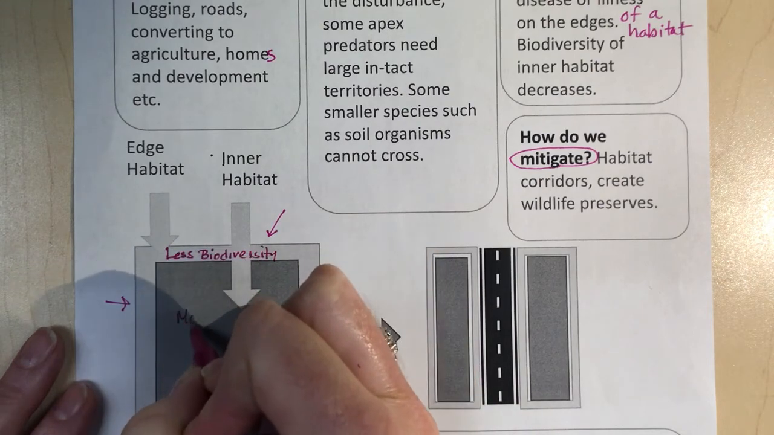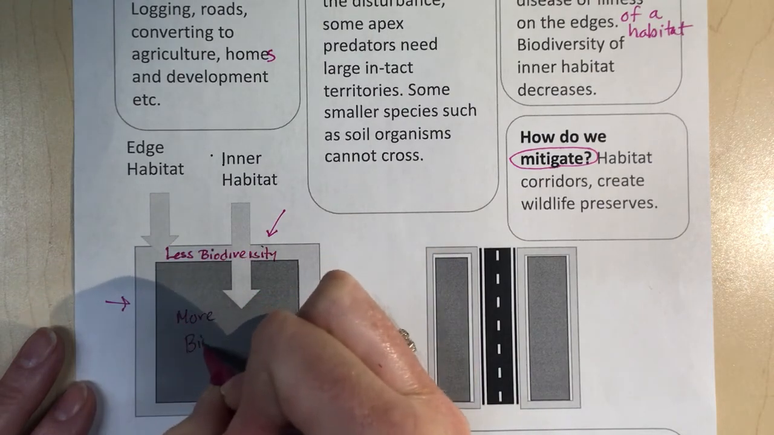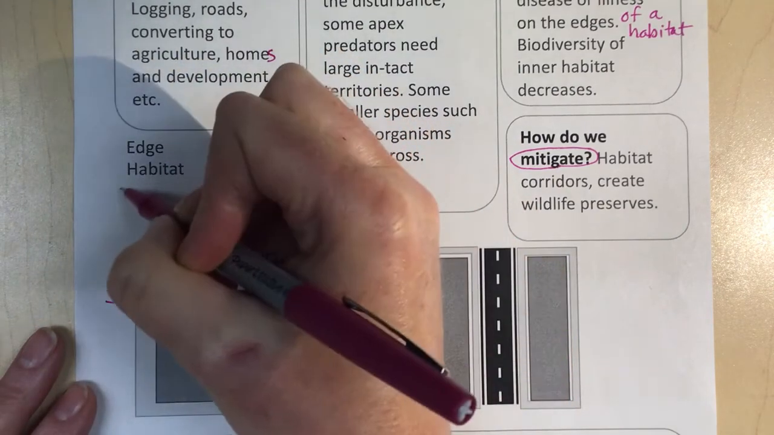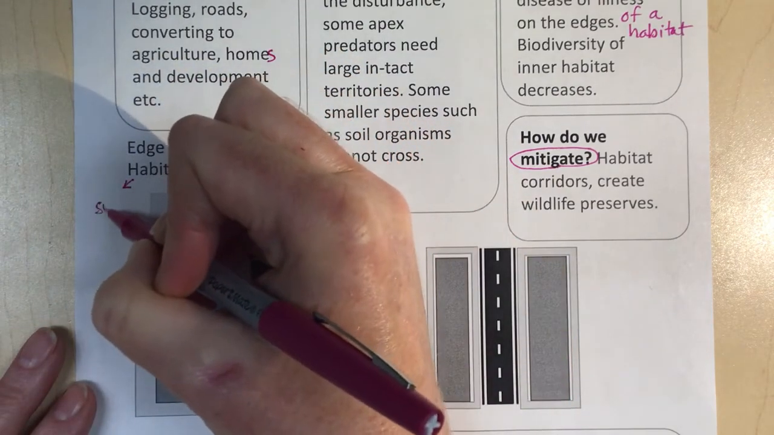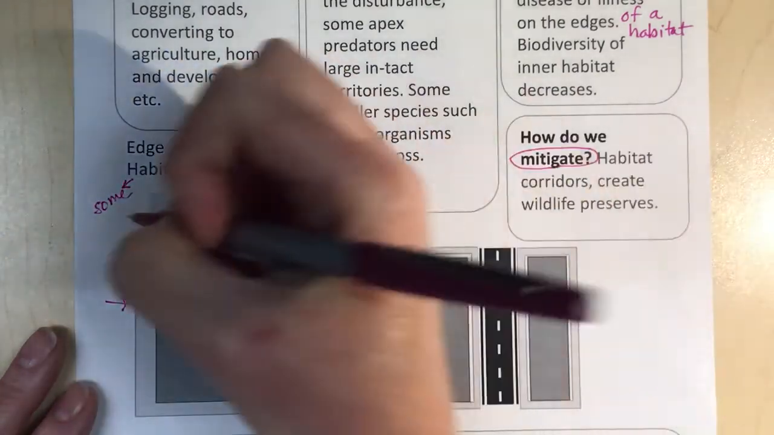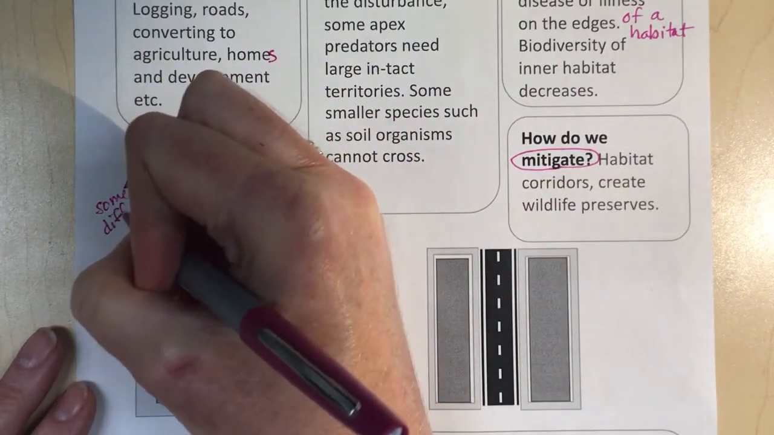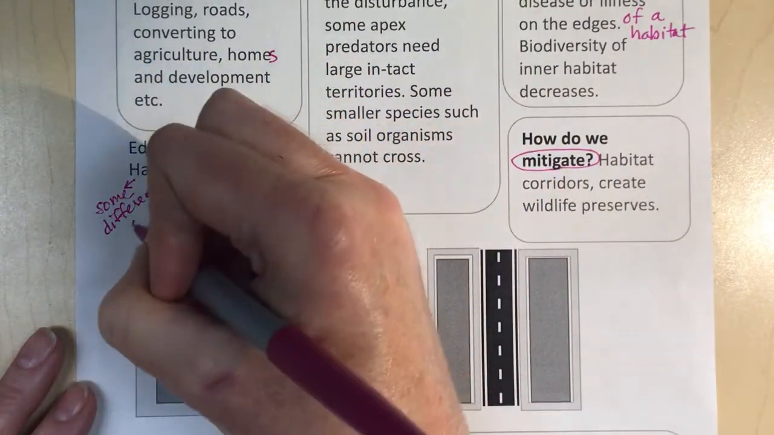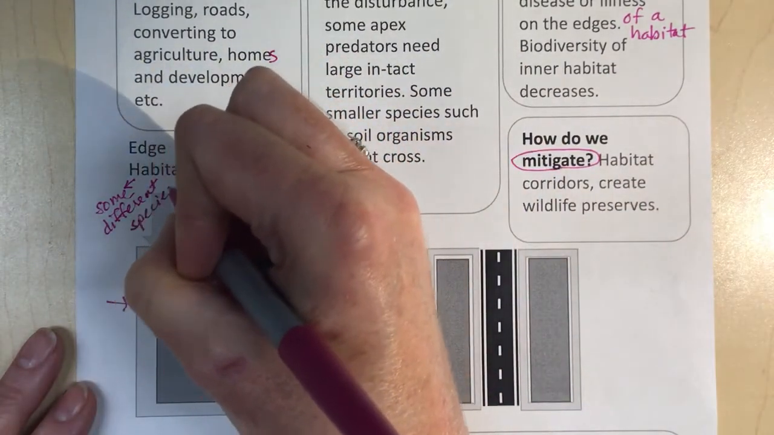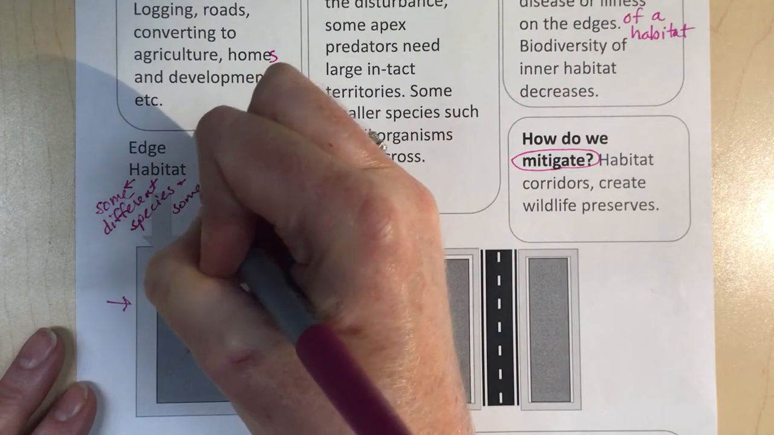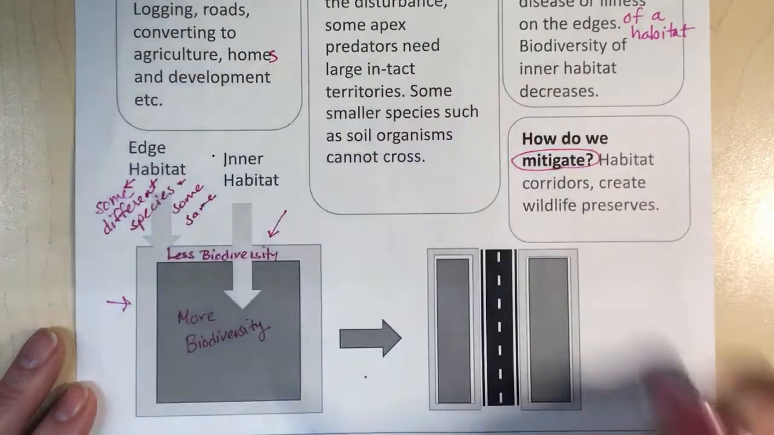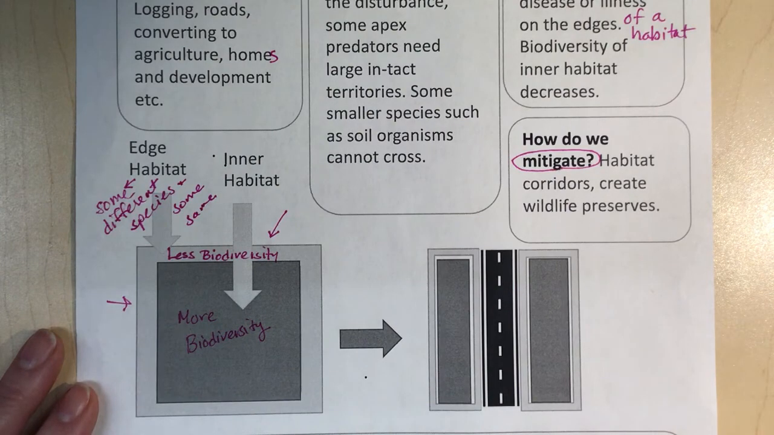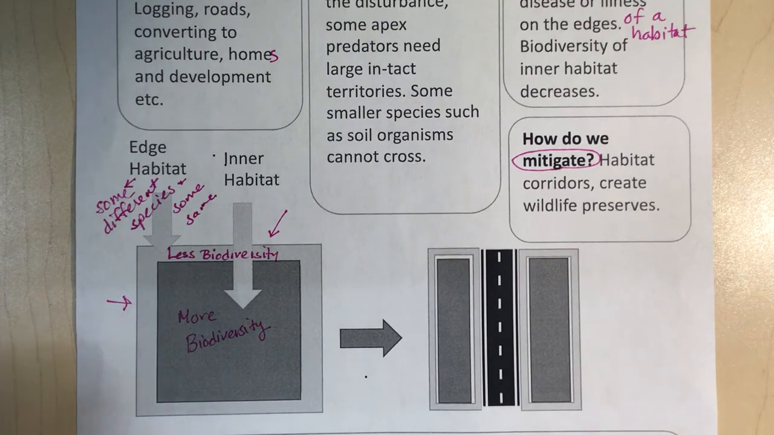And this one's going to be more biodiversity. And here on the edges, you might have some different species. So I'm going to write some different species. So for some species, it's their niche as well. So it's not all bad. It does provide the edges some habitat for some niches that like that edge.